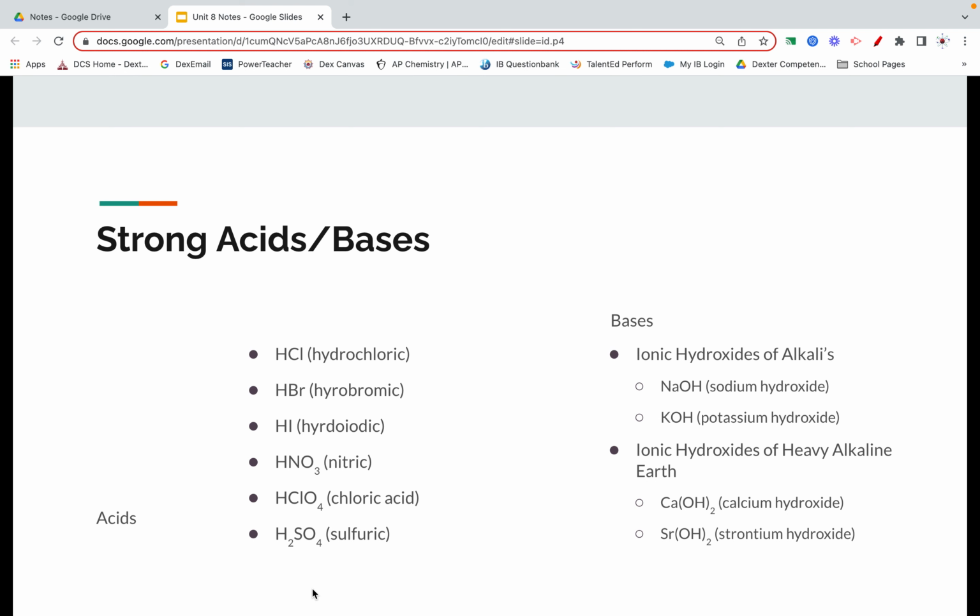You need to memorize these strong acids and strong bases. We've talked about them before, but it's really important that you just know when you look at the list which ones are strong and which ones are weak, because they're not going to tell you. So hydrochloric, hydrobromic, hydroiodic, nitric, chloric, and sulfuric are all strong acids. Our strong bases are the alkalis and our alkaline earths. Sodium and potassium are two strong bases that we use most often, but lithium fits in there too. So anything with the alkali metals, and especially the heavy alkaline earth metals.